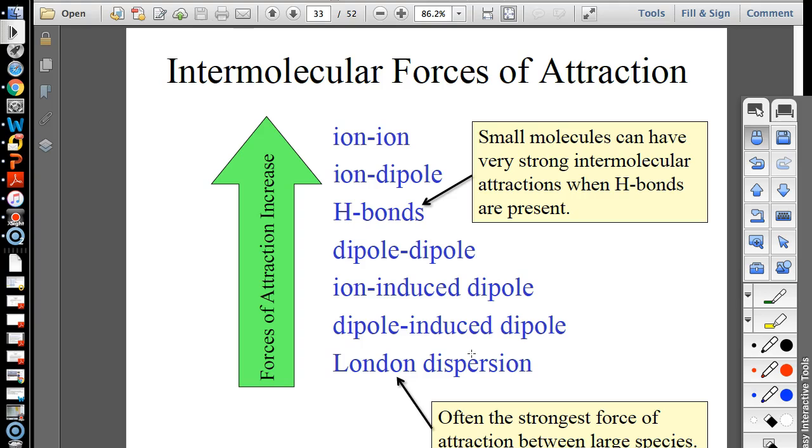Oh, okay. So hydrogen bonds, remember, are a special type of dipole-dipole. And so hydrogen bonds will be stronger than a dipole-dipole. Then we have ion-induced dipole. That doesn't happen a whole lot. The dipole-induced dipole is something where I have the chlorine gas in the water, right? And then London dispersion is in everything, okay?